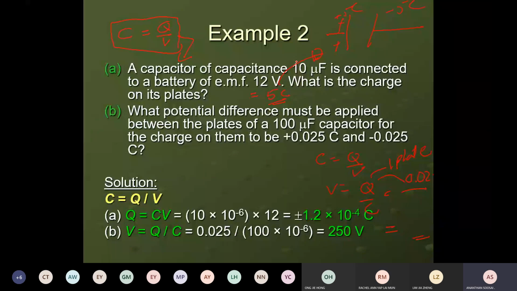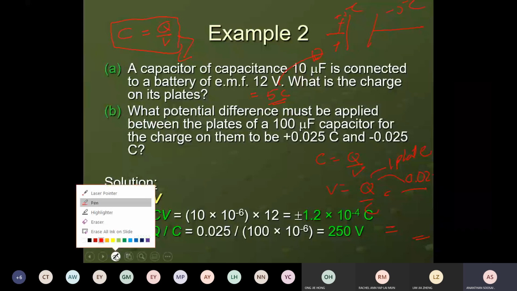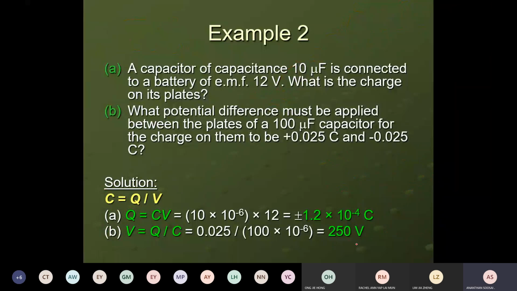Okay, so yeah, this is the working. I think you get that working. It's a direct substitution, right? The 250 volt requirement, and the charge is 1.2 times 10 to the power negative 4. I don't need to put positive, negative, just leave it as a magnitude.